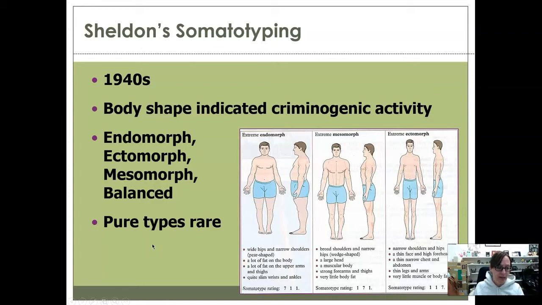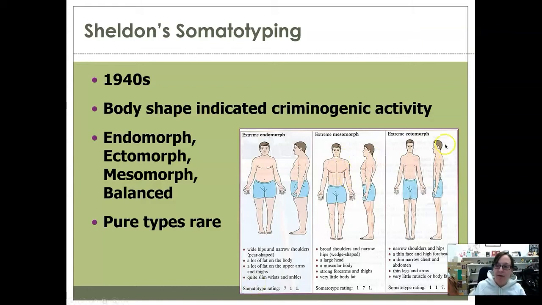And so Sheldon examined 200 juvenile delinquents over the course of 10 years. He compared them to college students. And so basically, this is how he came up with his typology here. So the endomorphs are, and again, we're only talking about men here, essentially your fat guys. They have wide hips, narrow shoulders, so that pear-shaped body, a lot of fat on the body, including the upper arms and thighs, but then they have slim wrists and ankles because they don't have any muscle.